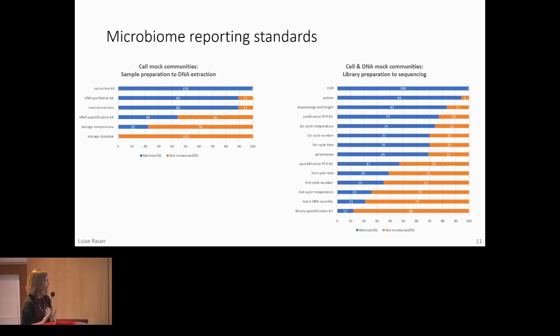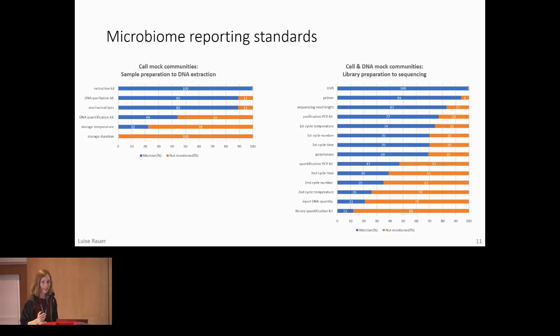And you can see that, for example, the extraction kit or the hypervariable region, the really key information of any microbiome project, are given in 100% of the cases. But then other information, for example on the PCR conditions, like how many PCR cycles did you use, there the information already goes drastically down to 2/3 of the studies. When it comes to the second cycle of PCR, we have only 1/3 of the studies reporting the details. So there's some information lacking here.